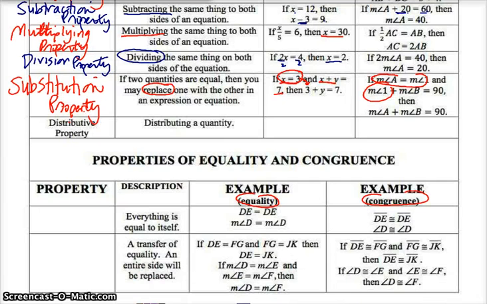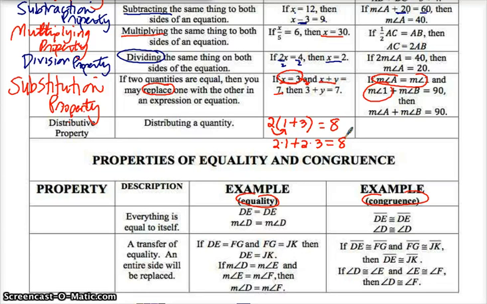Distributive property, everyone seems to remember that. Distribution, what do? You distribute a quantity. What's an example of that? Well, it might be something like this, right? So we distribute 2 times 1 plus 2 times 3, right? So what do we get? Well, that's 2 times 4, which is 8, or that's 2 plus 6, which is 8, the distribution property or distributive property.